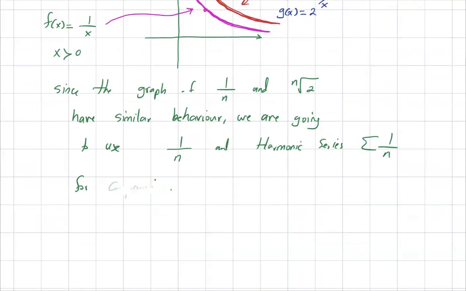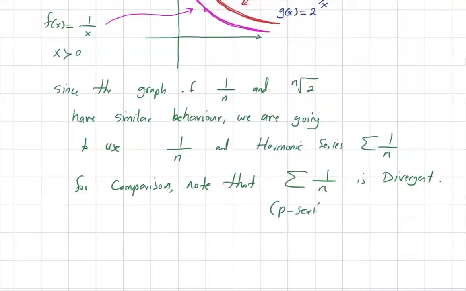Remember that the harmonic series is divergent. Note that the summation of 1 over n is divergent, either as a p-series when p is equal to 1, or by the integral test. You can use either of these to check the divergence of the harmonic series. Now let's go back to our comparison test.